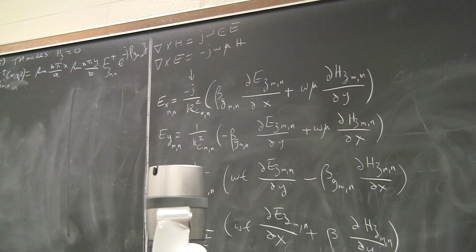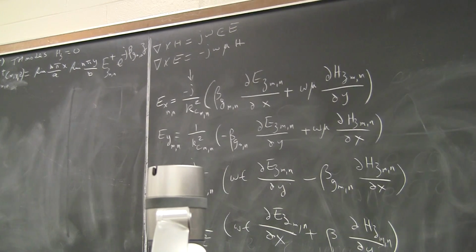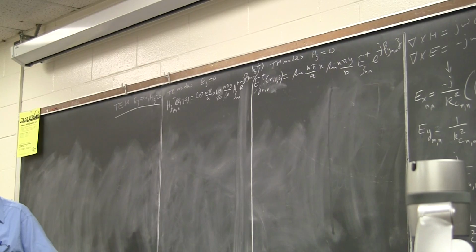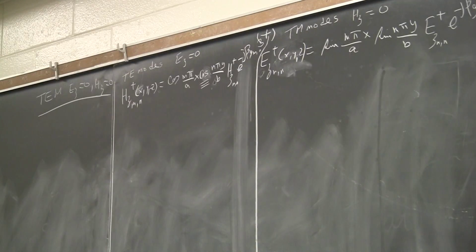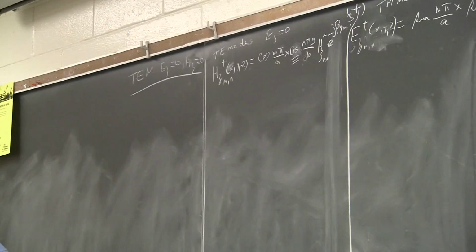Now, if you have both EZ and HZ equal to zero, you get what we call TEM. Let me write on the side here: TEM would be EZ equal to 0 and HZ equal to 0. And that doesn't happen inside waveguides. It only happens in plane waves, right? You cannot have TEM in waveguides.